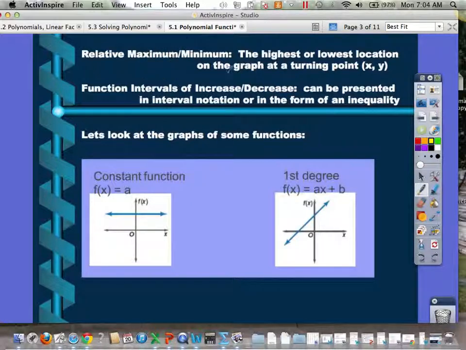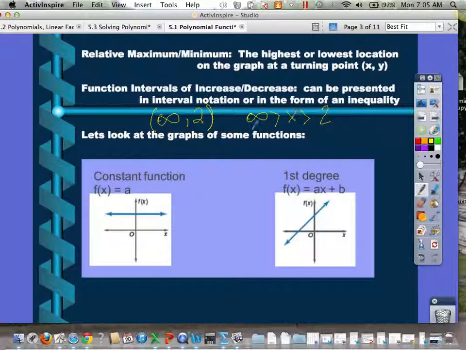Function intervals of increase and decrease, or also constant, can be presented in interval notation or in the form of an inequality. We are going to be working with these. We've worked with this before. Interval notation is something like this, where you have that infinity thing. Okay, the interval is going to be going from this x to this x, or you could also see it listed as this, greater than x greater than 2. Something like that.